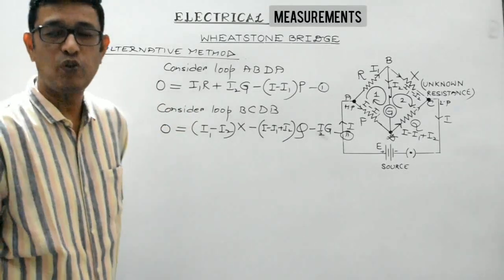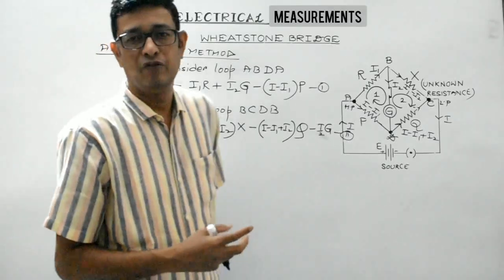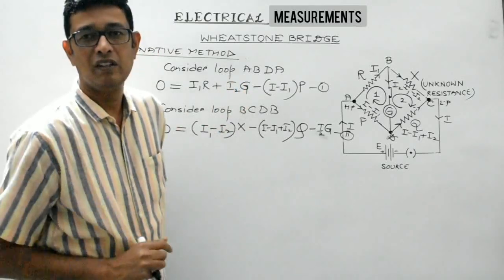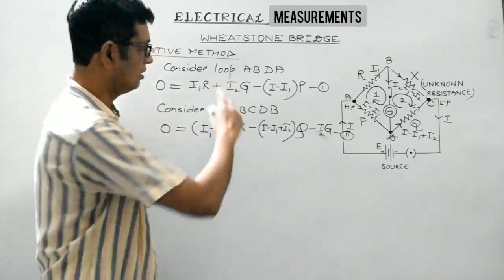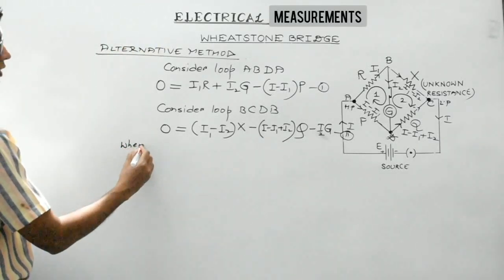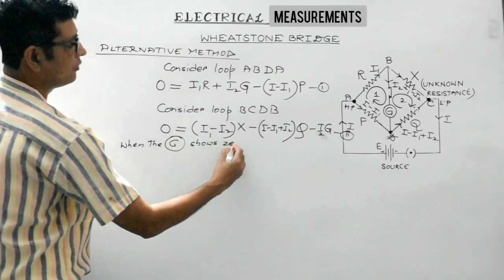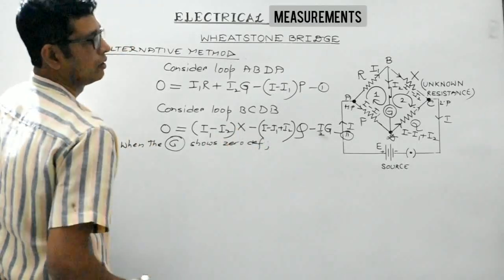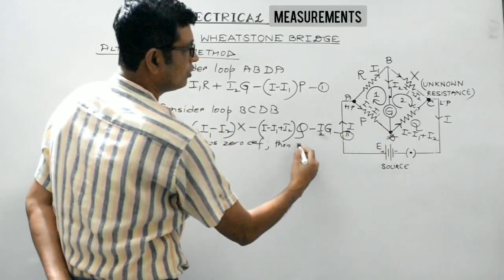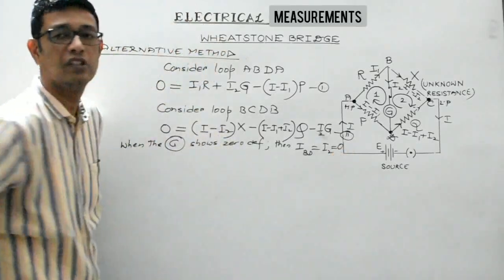So we have obtained two equations by considering those two loops both in the clockwise direction. And as you are aware, whether the loop is measured in the clockwise or anti-clockwise direction, you will get the same expressions, you will get the same statements, right? So now what to do is, when the galvanometer shows zero deflection, then what is the current flowing through this branch? It will be 0. IBD, which is considered to be I2, it will be equal to 0.